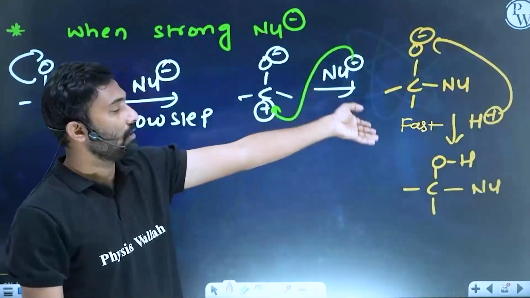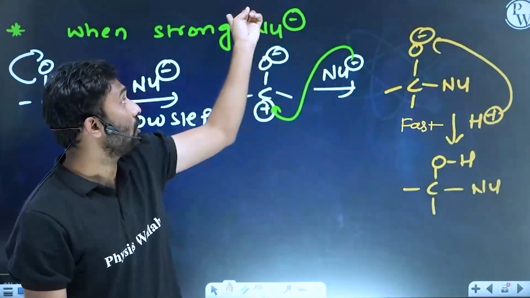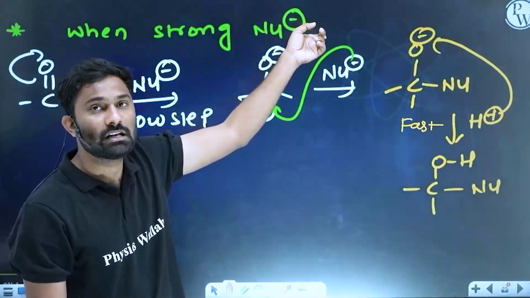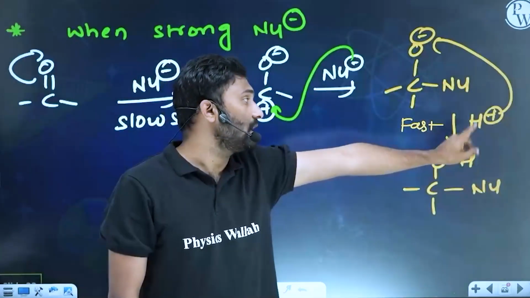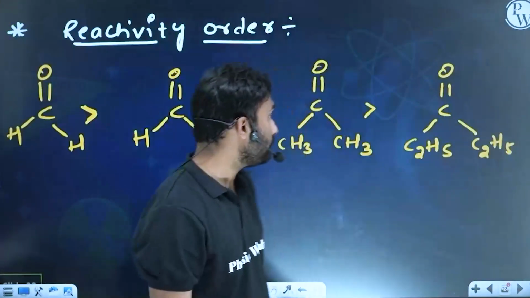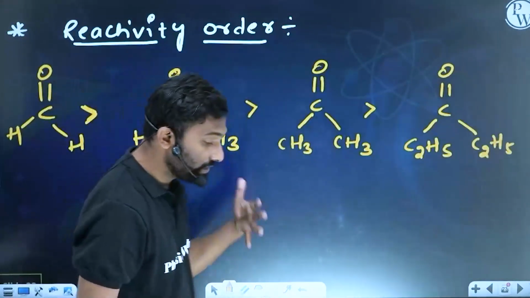Only the slow and fast attack of the nucleophile. If a strong nucleophile is given, the nucleophile attacks first. If a weak nucleophile is given, the nucleophile attacks last. Now this is the addition reaction. Now reactivity order, this is very important.